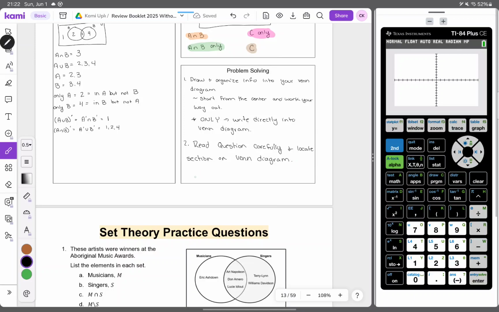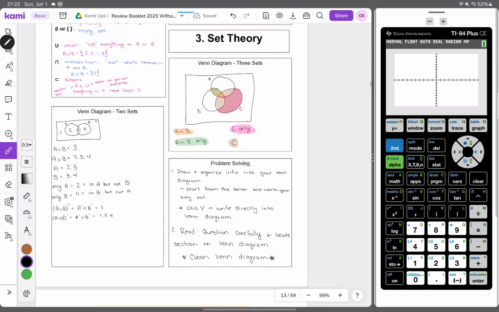All right. And remember, for this one, we need a clean Venn diagram. Do not show any work on your Venn diagram. All your work is to be shown on the side, and your Venn diagram should have numbers only.